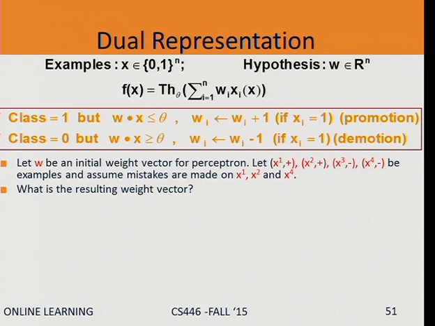So let's imagine the following scenario. I'm starting with w as my initial weight vector, and I'm getting the following sequence of examples, these 4 examples. And let's assume that among these 4 examples, I actually made mistakes on x1, x2, and x4. What's going to be the resulting weight vector?